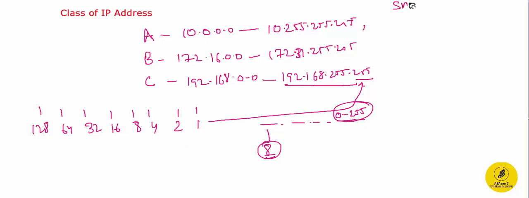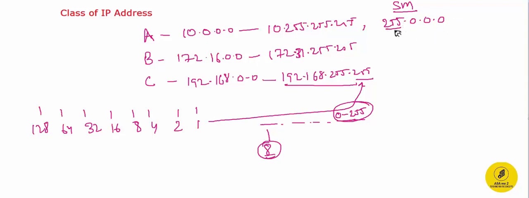Then we have subnet mask. The subnet mask tells what part of your IP address is network ID and what part is host ID. For class A, B, and C, there are fixed ranges of subnet mask. For class A, the subnet mask is 255.0.0.0.